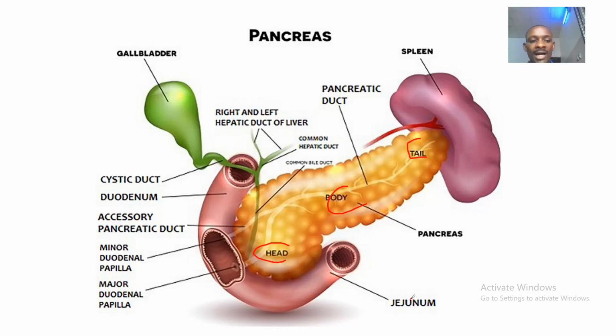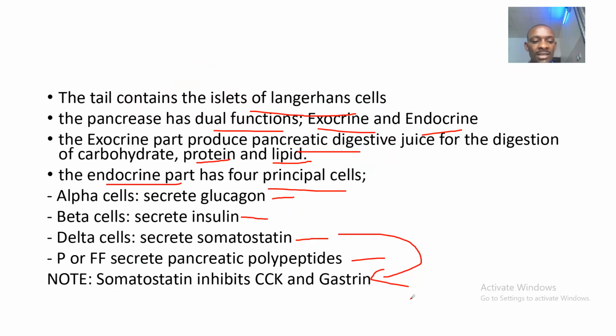So guys, this is basically the endocrine function of the pancreas, and we spoke extensively on glucagon and insulin. There are various actions on carbohydrate, protein, and lipids.